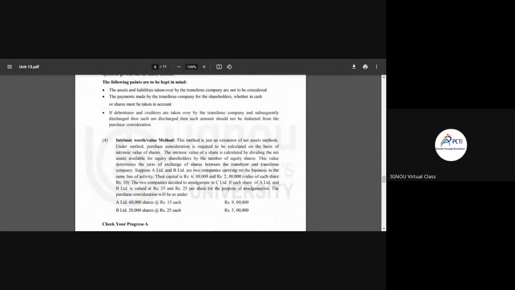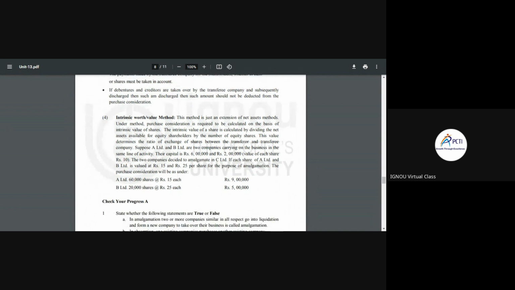Here are some points to be kept in mind for the calculation. The assets and liabilities taken over by the transferee company are not to be considered. The payment made by the transferee company to the shareholders, whether in cash or shares, must be taken into account. If the debentures and creditors are taken over by the transferee company and subsequently discharged, then such amount should not be deducted from the purchase consideration.